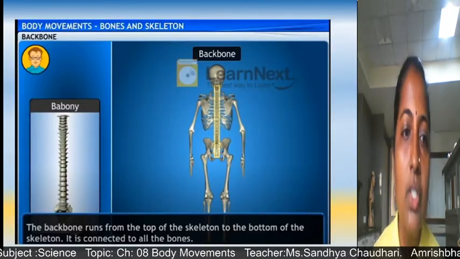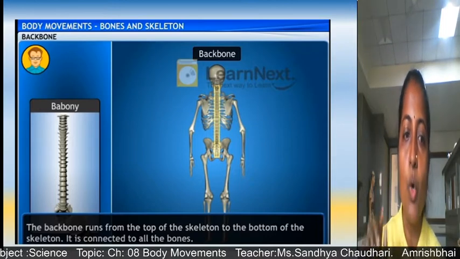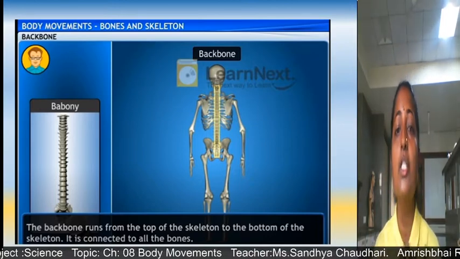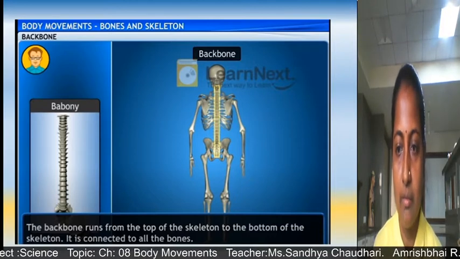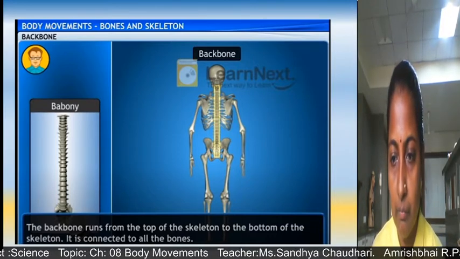As you can see here, children, the backbone runs from the top of the skeleton to the bottom of the skeleton. It is connected to all bones. That's why we are able to coordinate with each and every part.